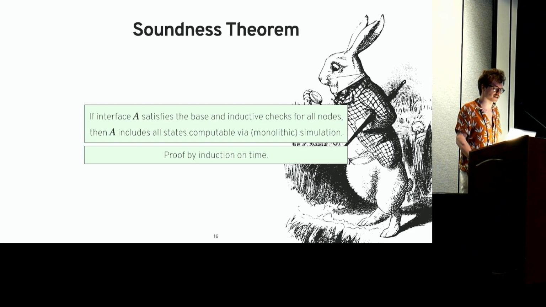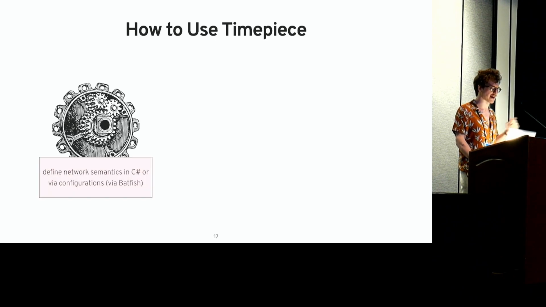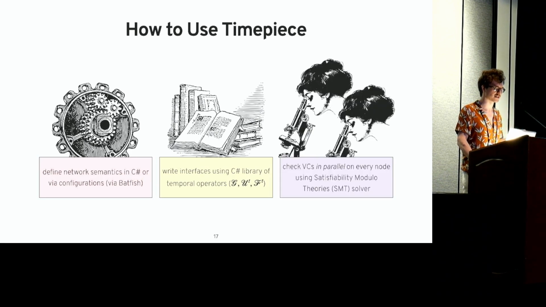actually do these checks. So what we will do is implement a library in C#. With this library, we allowed users to define the semantics of their network, either in C# or by importing network configurations. And then we could write interfaces in this library using our temporal operators. I didn't show this for time purposes, but we have other temporal operators we can also use. There's a small amount of combinators for temporal operators. Once we have all these interfaces written, we can then check verification conditions in parallel at every node using an SMT solver.